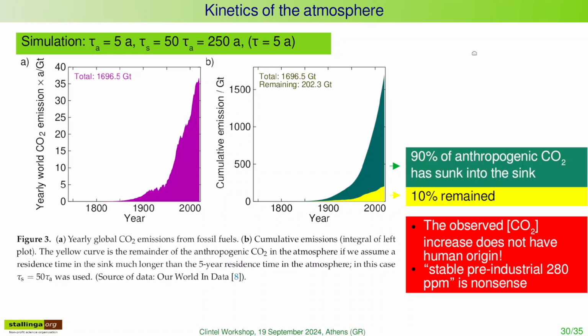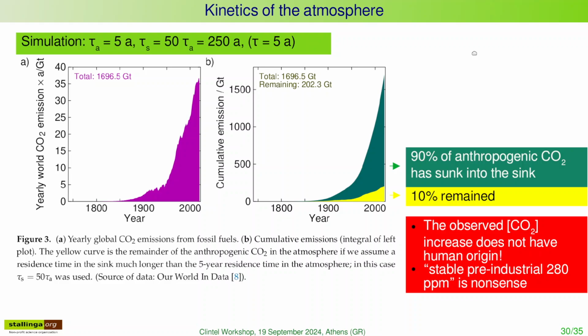On the right side figure, you can see that the green one is the cumulative amount of carbon dioxide we injected in the atmosphere, and yellow is what remains up to that year. And you can see that 90% of all our anthropogenic carbon dioxide has sunk into the sink. It's gone. It cannot do climate damage. And only 10% remained. And this is much too little to do climate damage. Meaning that carbon dioxide is not a problem.